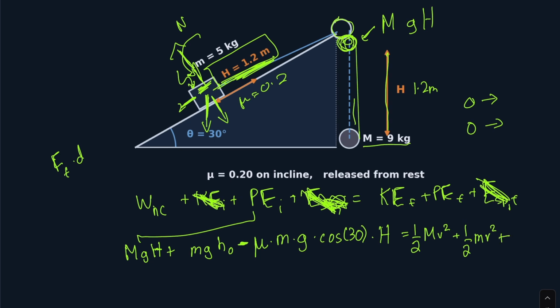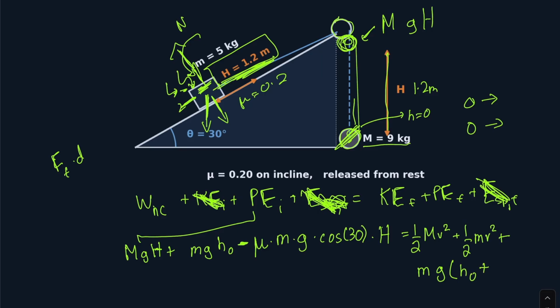Plus potential energy final. When this block hits the ground, it doesn't have any potential energy, right? Height of 0. But where do we have potential energy? Over here, for this block. And what's that going to be? That's going to be little m times g. So it starts at h0, which is what we determined to be the height.